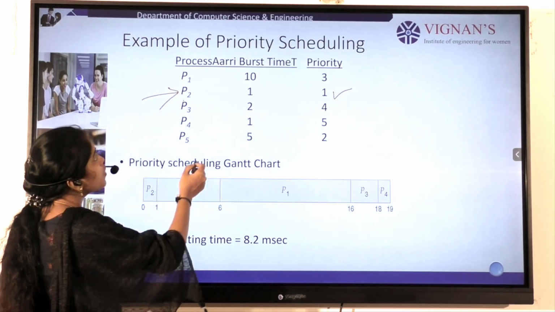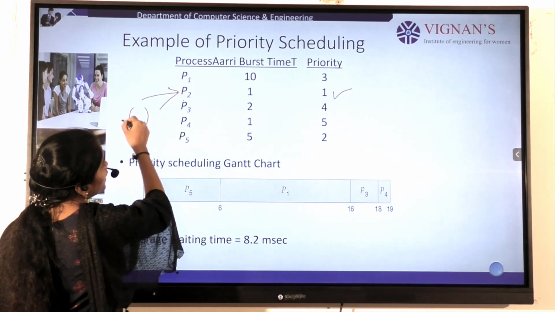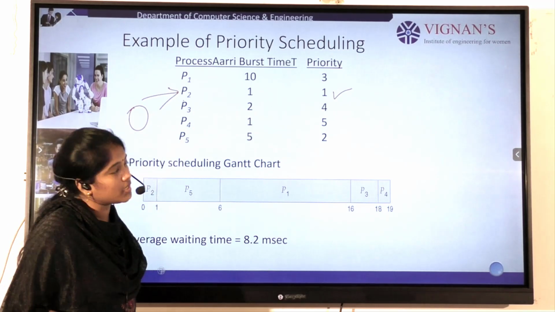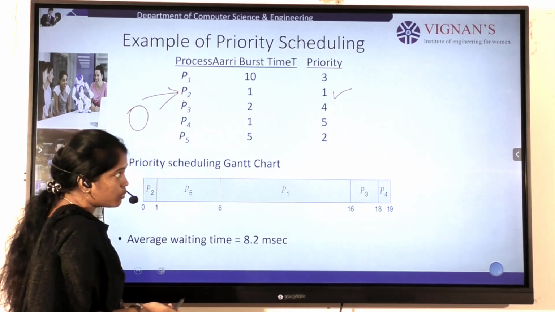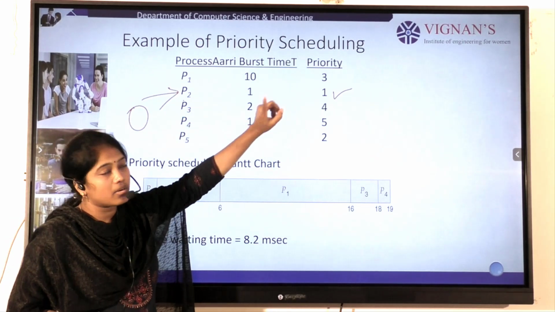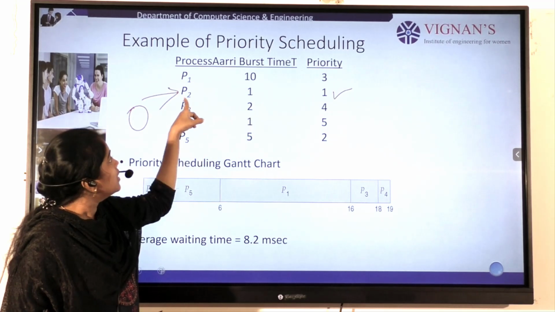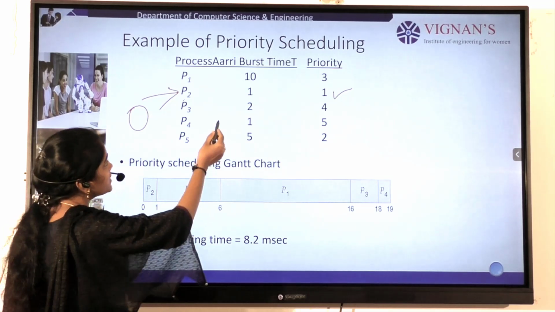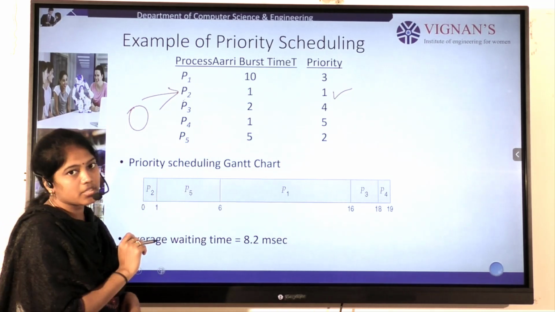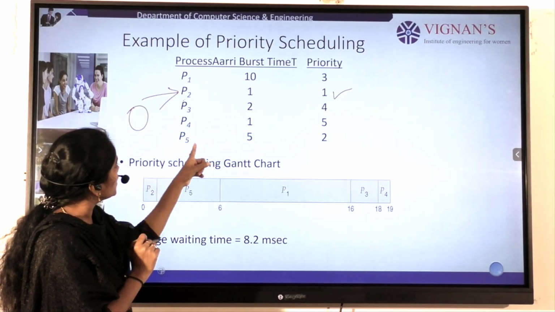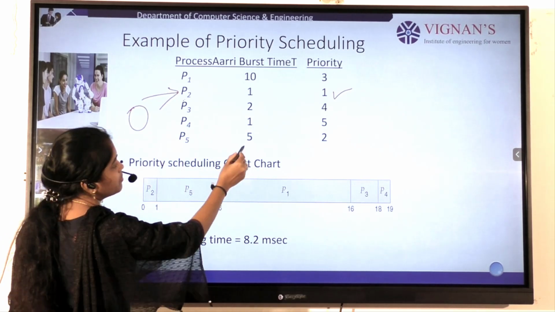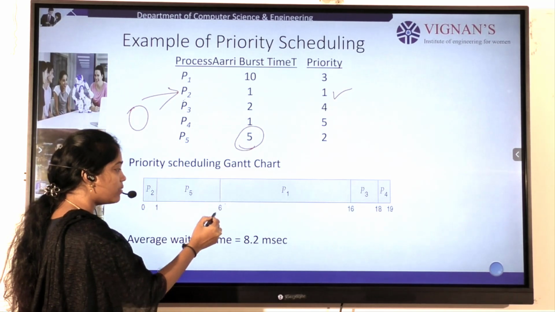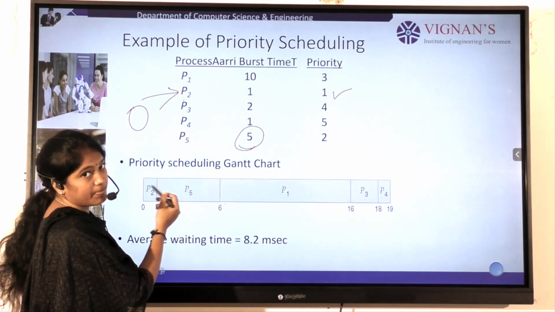All processes arrive at time 0, and these are the burst times and these are the priorities. The highest priority process is P2 with priority number 1, so P2 will enter execution, and its burst time is 1 second, so it will be executed for 1 second. The next highest priority process is P5 with a burst time of 5 seconds, so it will be executed for 5 seconds. So the total execution time is 6 seconds for P2 and P5.